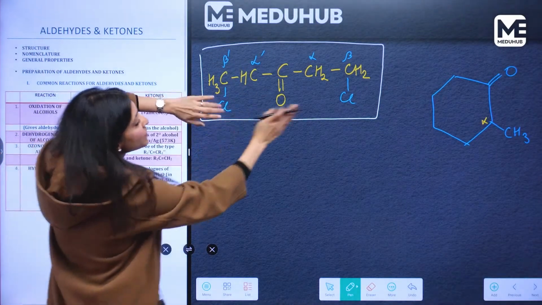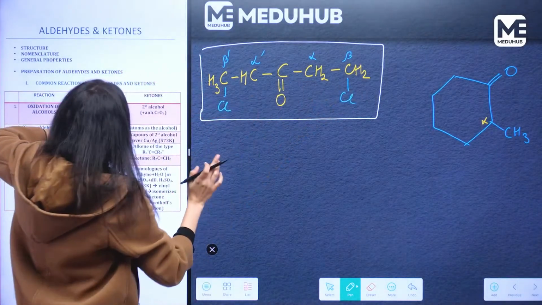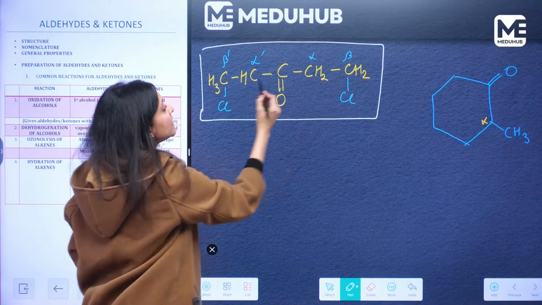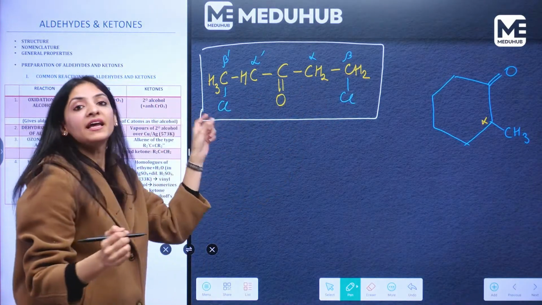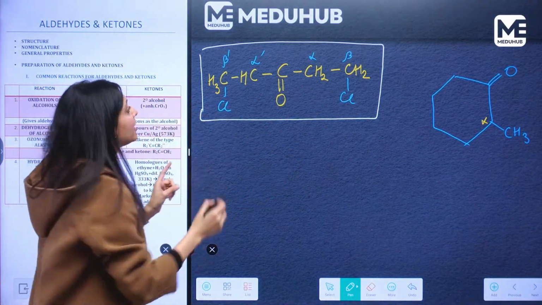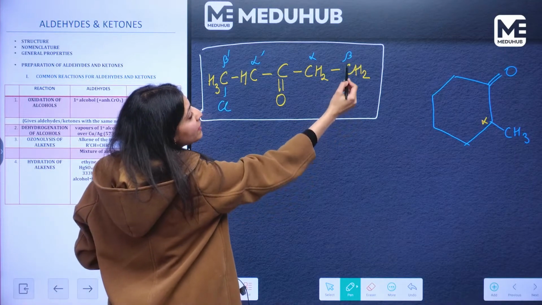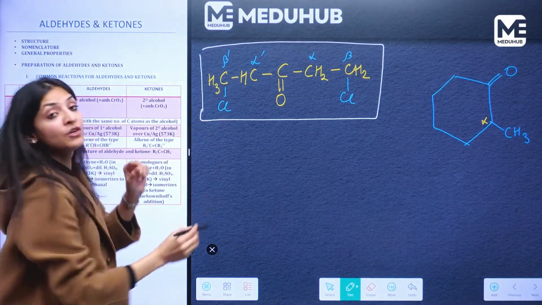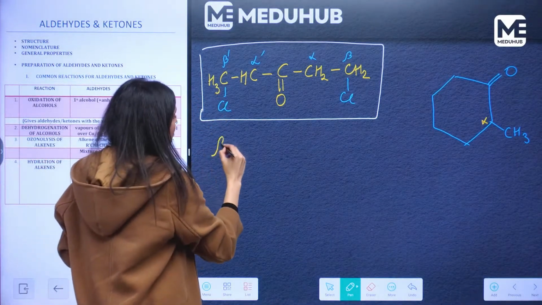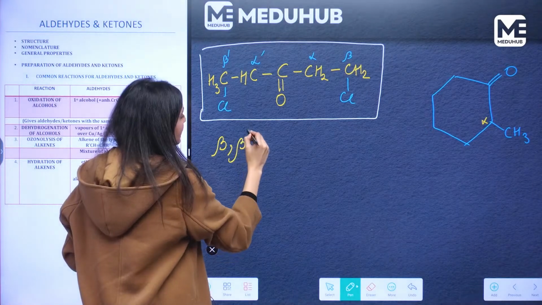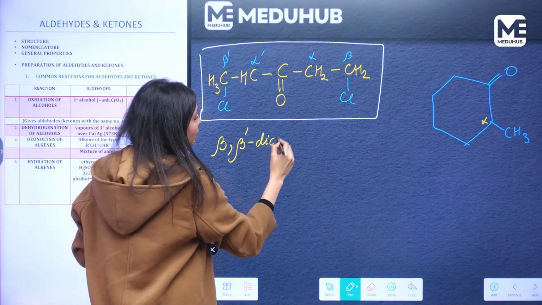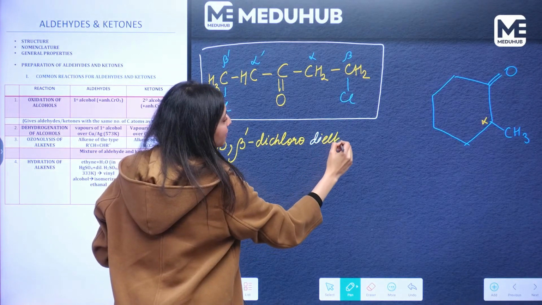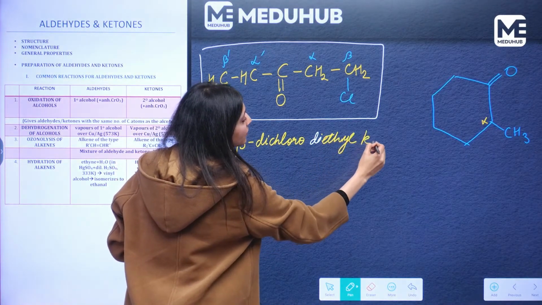If the chlorine substituents were not there, this would mean that there is an ethyl group on both sides, 2 carbons each side. So this will be a diethyl ketone. But it has a chlorine group here on the beta carbon and a chlorine group here on the beta dash carbon. So this means it is beta comma beta dash dichloro diethyl ketone.